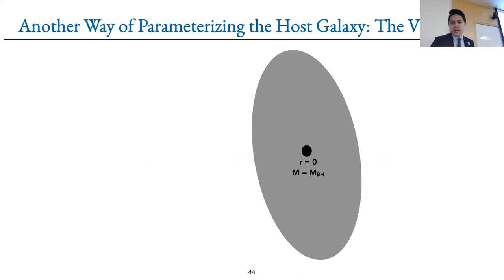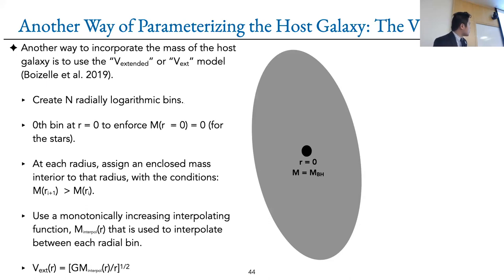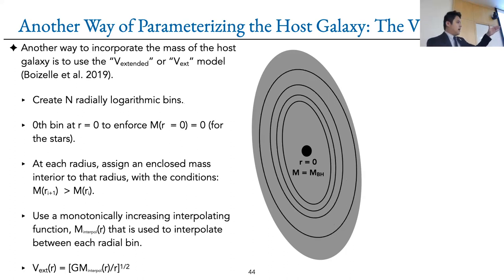I know it's kind of a funny name, but the idea here is that you're trying to create a mass model for this system across the entire disk. The way that it works is that we start by creating n logarithmic bins. Essentially we select n radii that span the length of the disk, and we enforce at the very center just the mass of the black hole. So there's not going to be any stars there. It's just the black hole at the very center. And at each radius, we're going to assign a given amount of stellar mass. And then we're going to interpolate this mass profile across the disk.